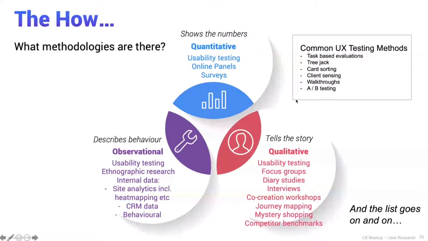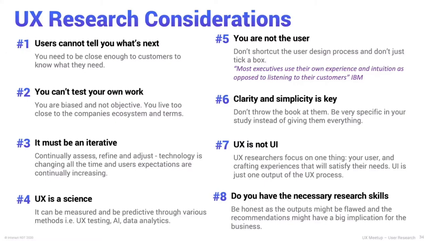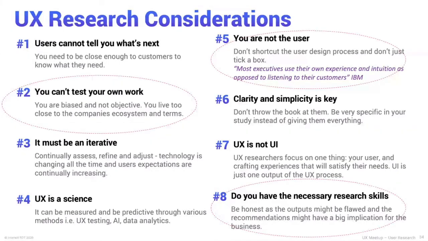And then I just put out this common list. There are so many different UX testing methods, but some of the common ones that we use are task-based evaluations, TreeJack, which is what I was showing you in that navigation example earlier, card sorting, client sensing, walkthroughs, and A-B testing. And the list goes on and on. Okay, so just some considerations for UX research. There's a long list. I don't want to go through all of them, so I just wanted to focus on three of them that are important to me.